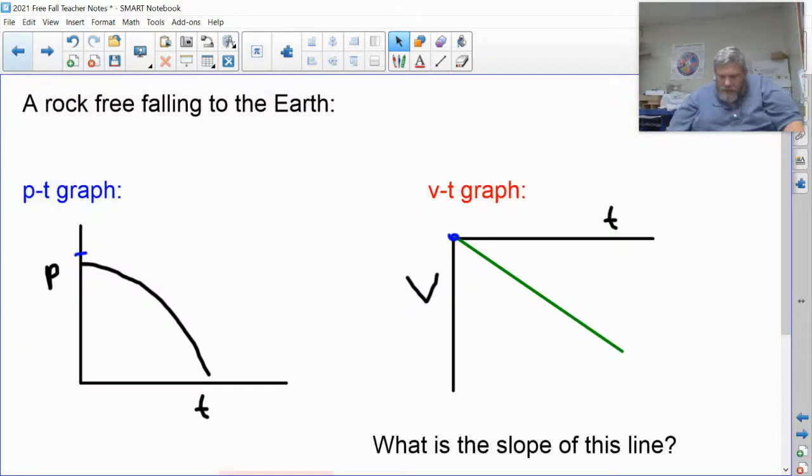So the next thing we would do, after we practice some problems and some graphing, is look at the case of throwing something up and having it go up and down at the same time. But for now, we'll stick with this.